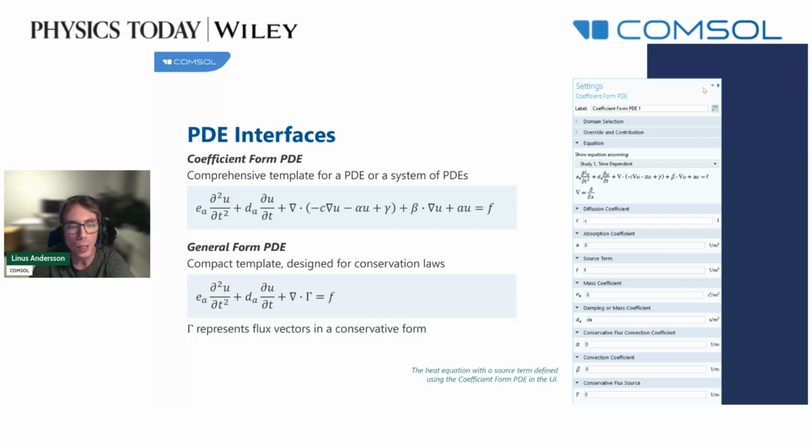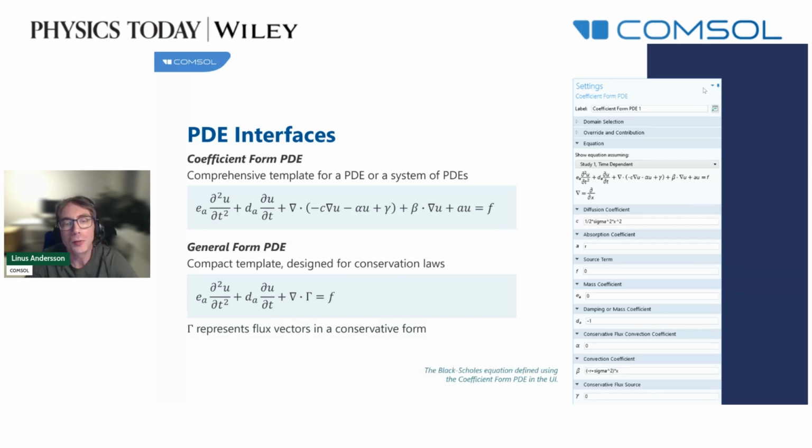Suppose you use the coefficient form and you want to set up the standard heat equation. So du dt equals some factor times Laplace of u. Well, what you do is then you simply locate the coefficients. The coefficient before du dt is d_a, so you provide a value for that. And then the Laplace operator, that's the divergence of a gradient, so you enter a value for that as well. As you can see on the right, the various coefficients are named after what they usually represent in a physical equation. So d_a is the damping or mass coefficient, c is the diffusion coefficient. For the heat equation, you may also want to enter a source term f.